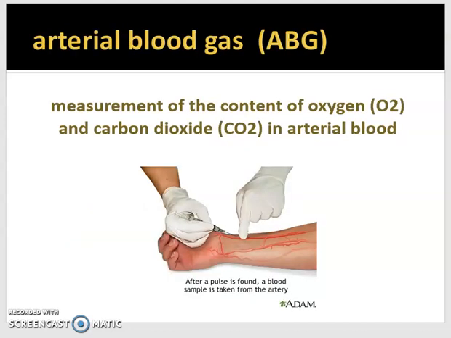Arterial blood gas. ABG is how we abbreviate this. This is a measurement of the content of oxygen and carbon dioxide in arterial blood. Those of you who are interested in phlebotomy will never do this test unless you get a special license. Usually only respiratory therapists can perform an ABG, and the reason for that is you're drawing blood off of an artery, which is a more dangerous prospect than drawing off a vein. So a phlebotomist is trained only to pull venous blood from a patient, never arterial blood.